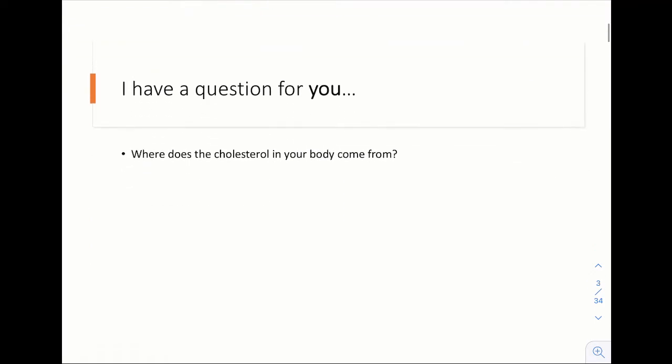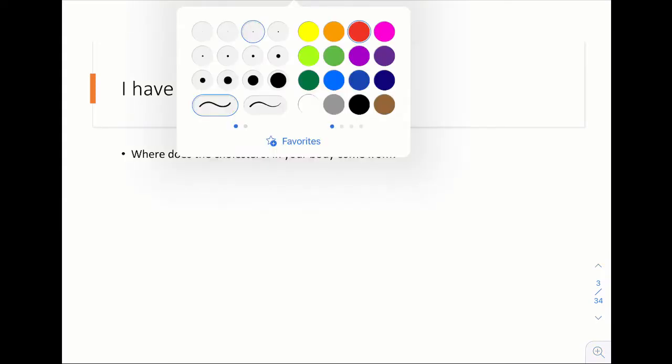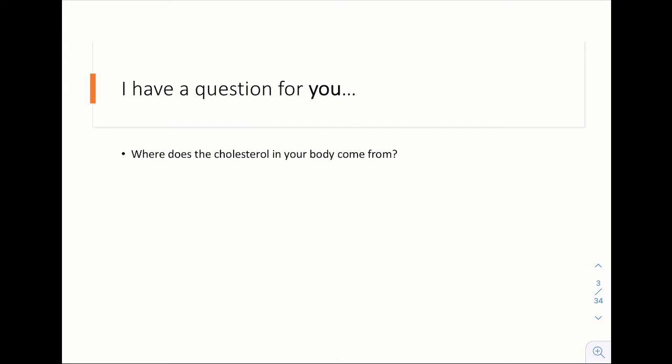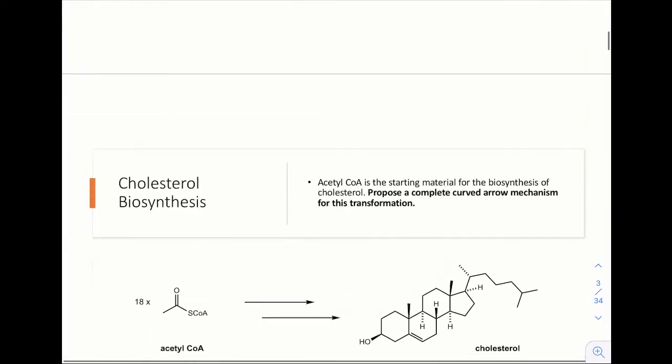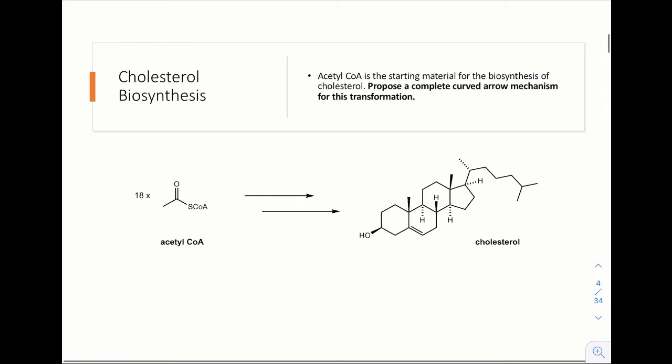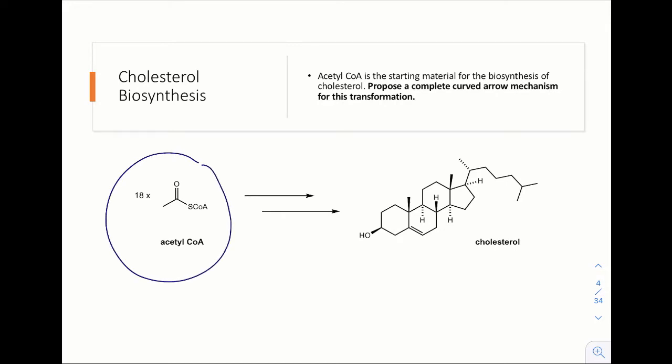So I have a question for you. I hope that this semester you'll have many questions for me, but let's start with a question for you. Where does the cholesterol in your body come from? Write down your answer. Well, we're not together for me to hear what you have come up with, but many students say from their diets, from eggs or other foods that contain fats. Well, as it turns out, most of the cholesterol in your body actually comes from your body. It is synthesized naturally. In fact, 18 molecules of acetyl-CoA are converted in a series of enzymatic steps to cholesterol.